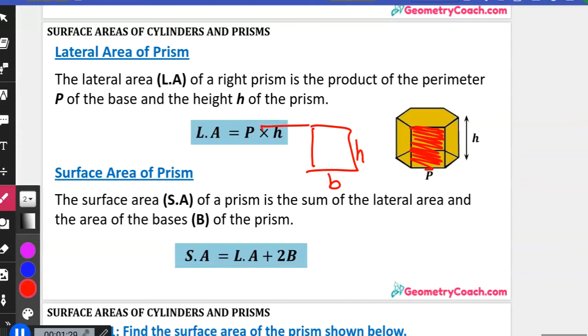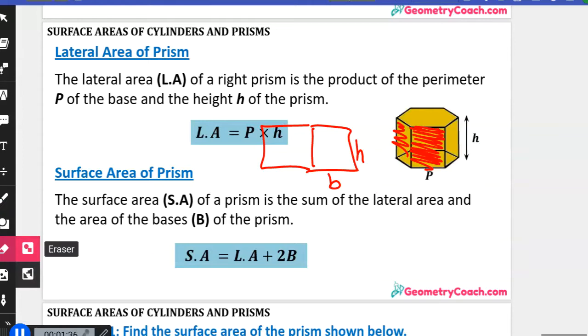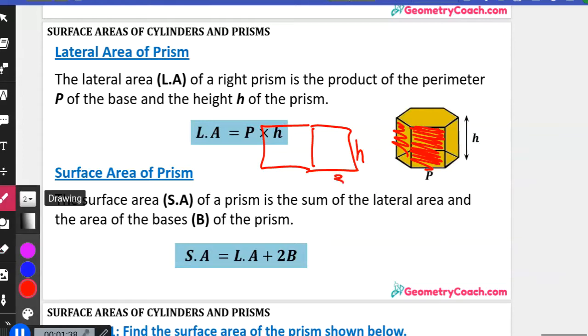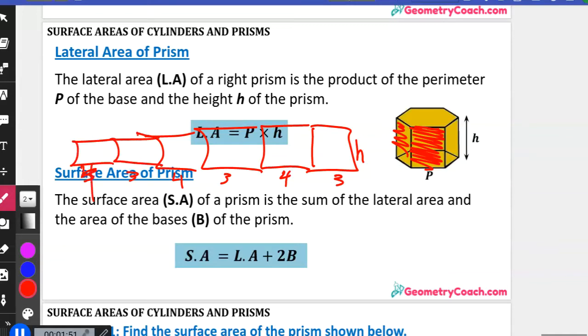Well, if you have another one right next to it, let me put some numbers here. So let's say this one had a base of 3 and this one had a base of 4. Then there's another one next to it. That one has a base of 3. And then there's another one. This is a hexagon. There's 6 of them. So let's say it looks like that when you unfold it.